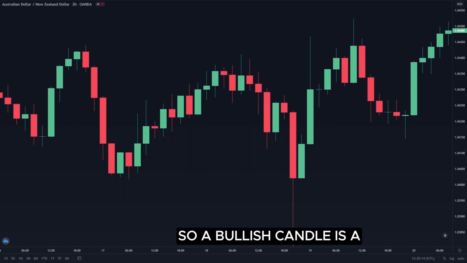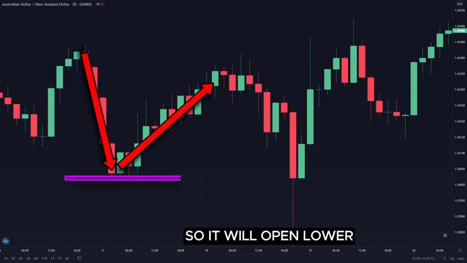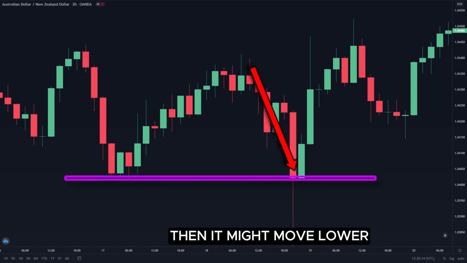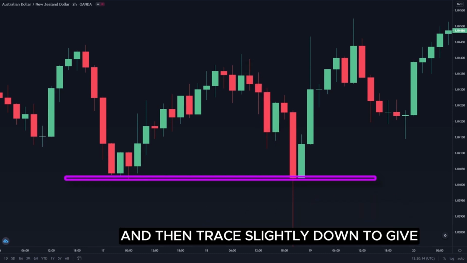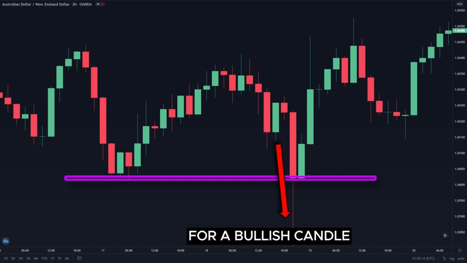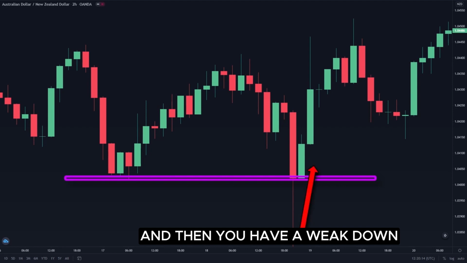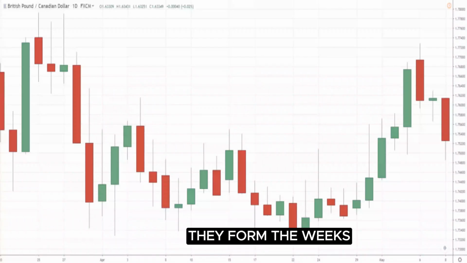A bullish candle is a candle that denotes buying pressure. It will open lower than it closes, so the price opens lower, then it might move lower to give you a low, then expand upwards to give you the high, and then trace slightly down to give you the close. For a bullish candle, the open is lower than the close, and then you have a wick down and a wick up. The highs and the lows form the wicks.